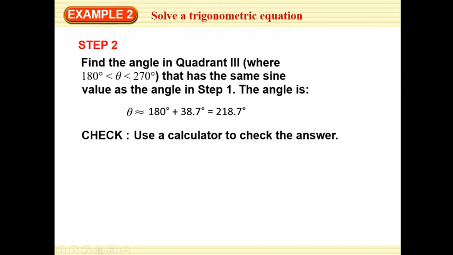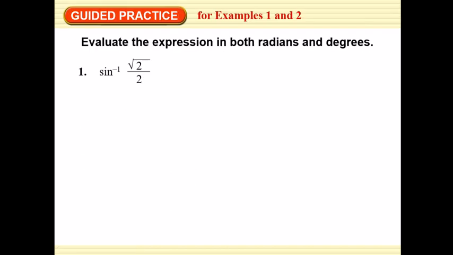Alright, use your calculator to check the answer. So if you type in the sine of 218.7 degrees, you should get approximately -0.625, which is very close to -5/8. Since we did round, it is going to be approximate, it won't be exact. Alright, so evaluate the expression in both radians and degrees. These are guided practice. So why don't you use your tables and your calculators, pause the video and see if you get the same solutions.